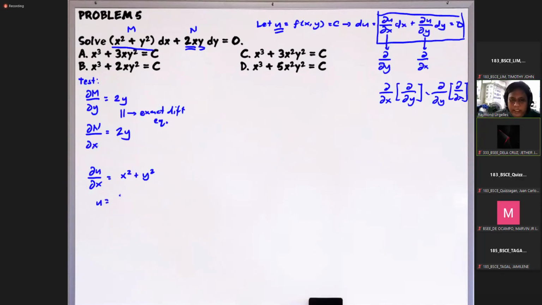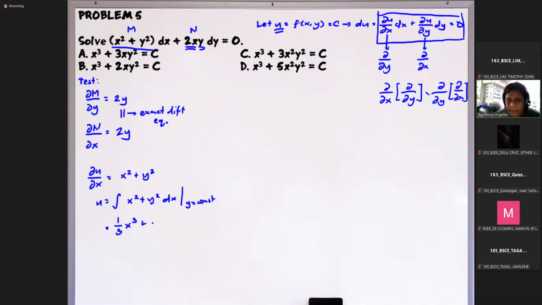we just integrate our x squared plus y squared dx, treating y as constant. By doing so, the integral of x squared with respect to dx is simply the power rule, so this is x cubed over 3, or 1/3 of x cubed. And since we are treating y squared as constant, you can take it out of the integral.